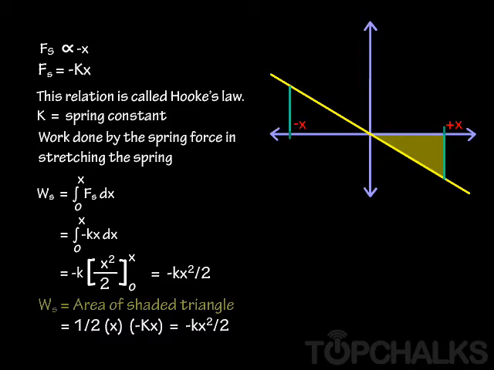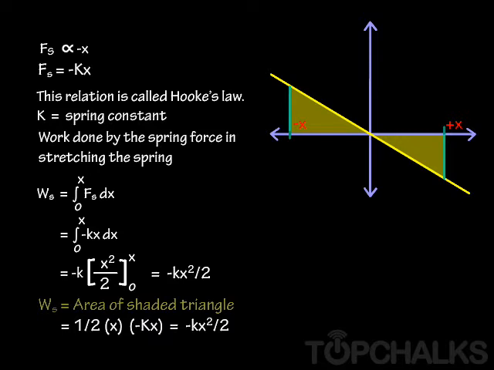Now, work done by the external pulling force. We have calculated work done in stretching the spring, and the same will be the work done in compressing the spring. x is negative, then force is positive. So the same will be the work done. Area of this triangle, now when displacement is compression, displacement is negative, force is positive. So again the work done will be minus half kx square, right?